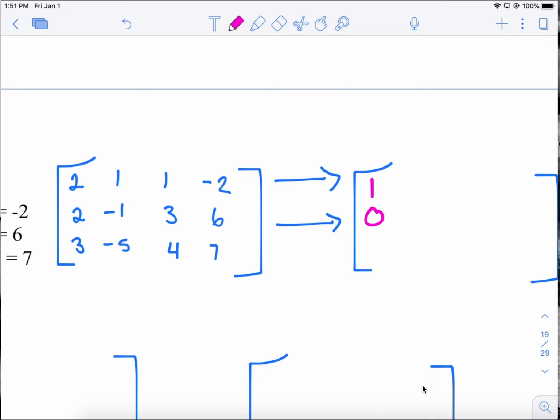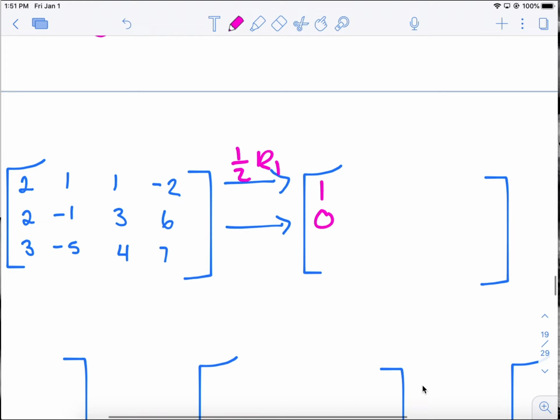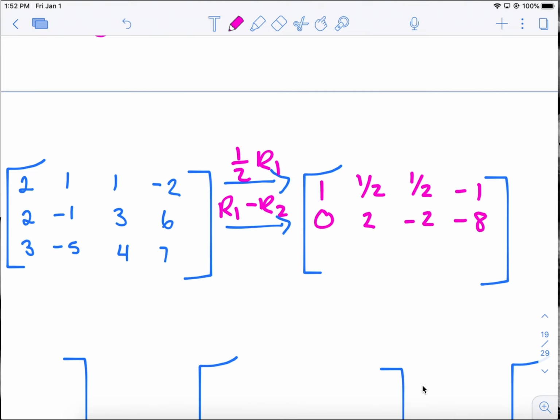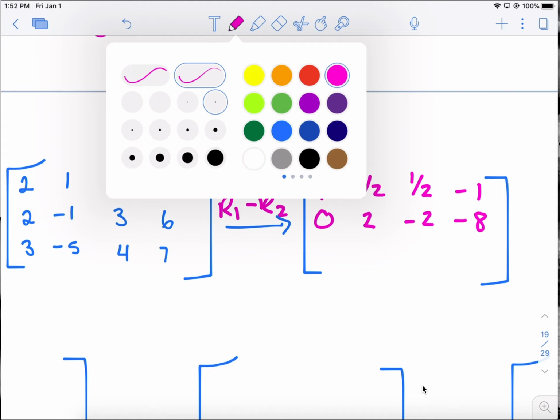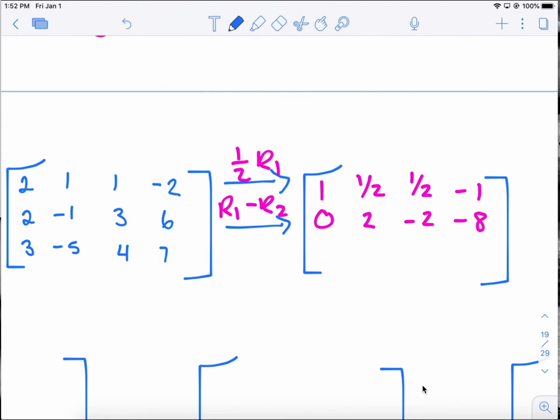Okay. So in order to cut that first row down to a 1, I'm going to cut everything in row 1 in half. So that means I'm going to have 1, 1/2, 1/2, and a -1. In order to zero out my middle, I'm going to take my row 1 and subtract my row 2 away from it. So if I do that, I get 0, 2, -2, and a -8. My row 3 is not changing. There wasn't really anything I could do for that one right away. I could turn him into a 1, but it doesn't help me to do anything with that yet. So we're going to leave him alone. So 3, -5, 4, and 7.